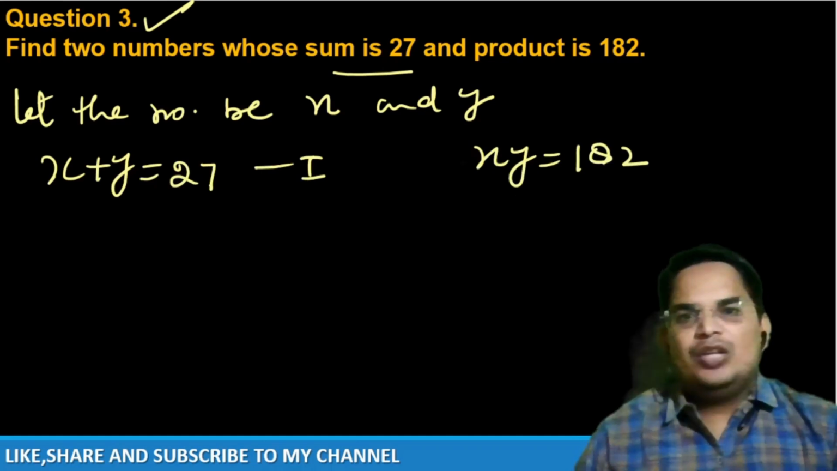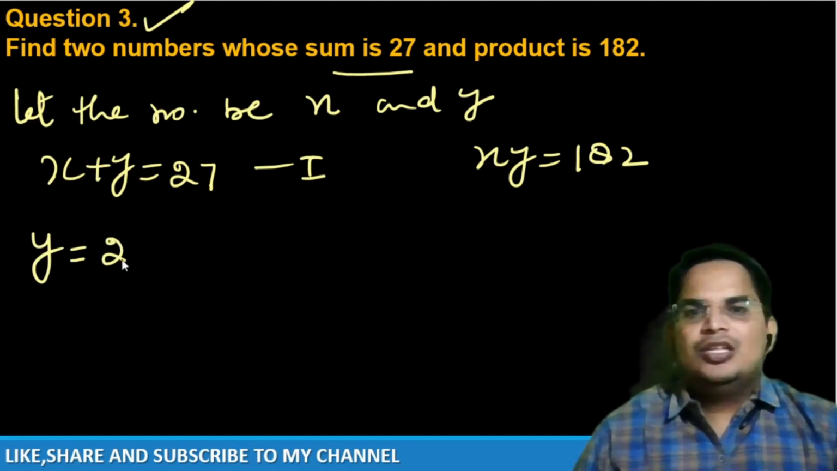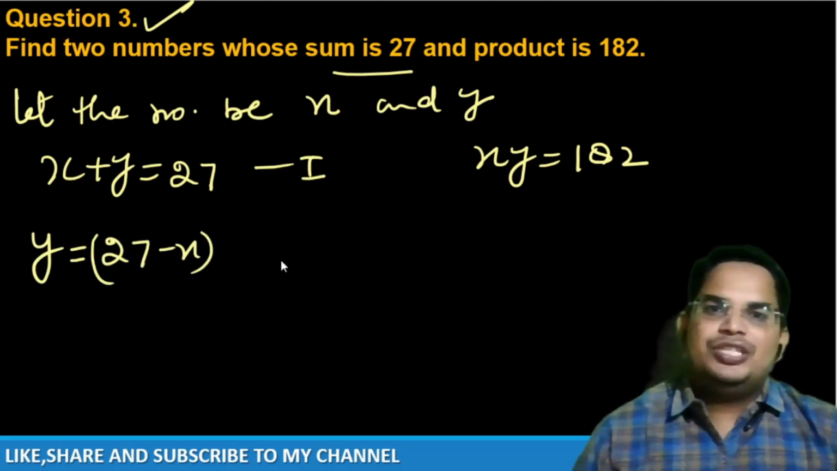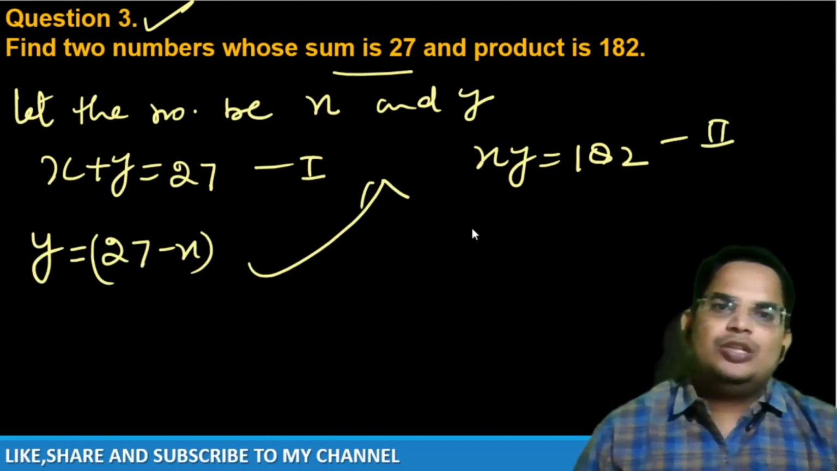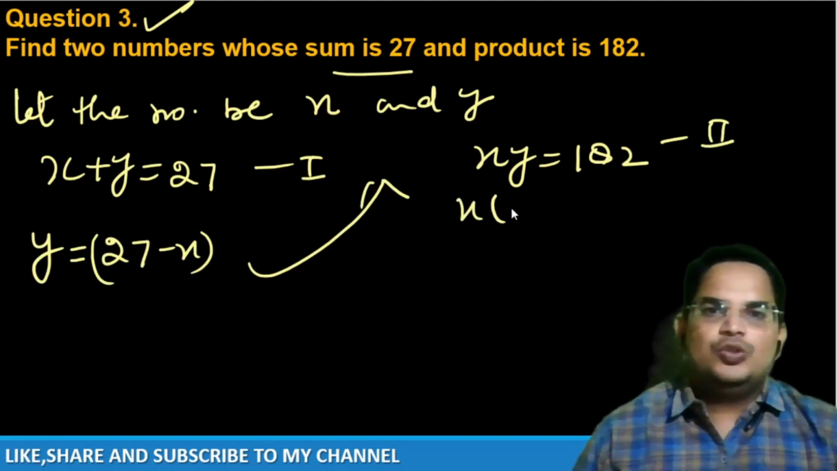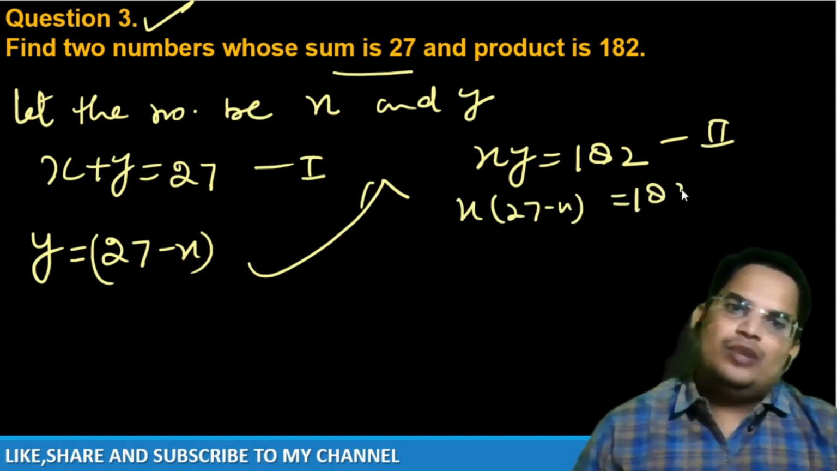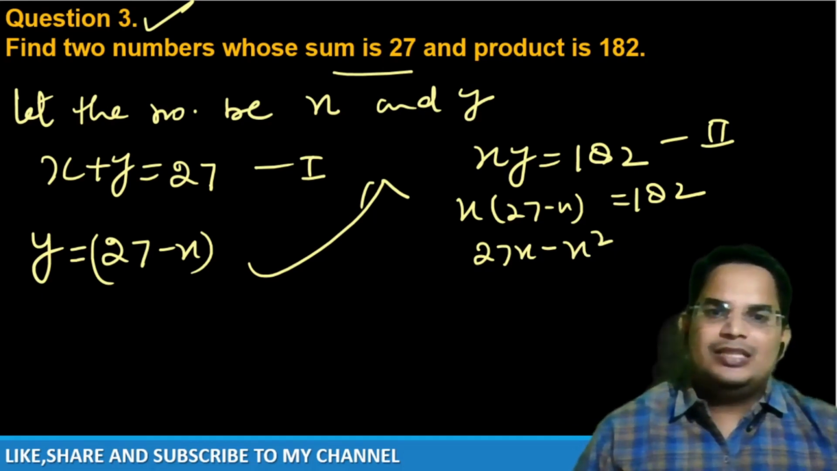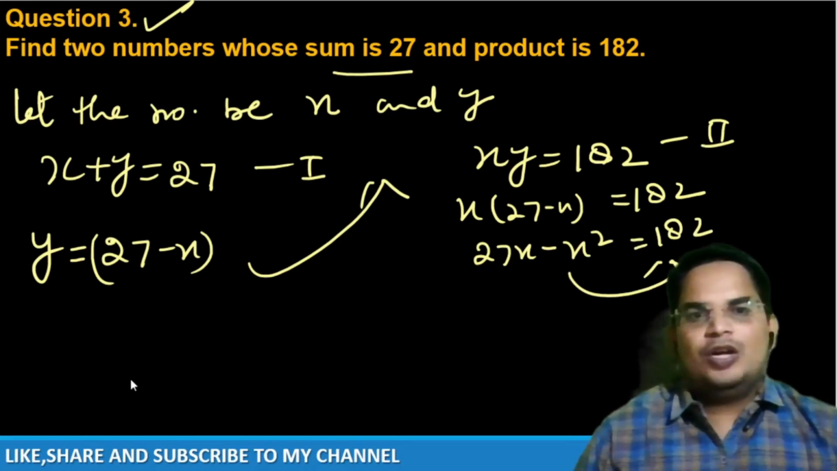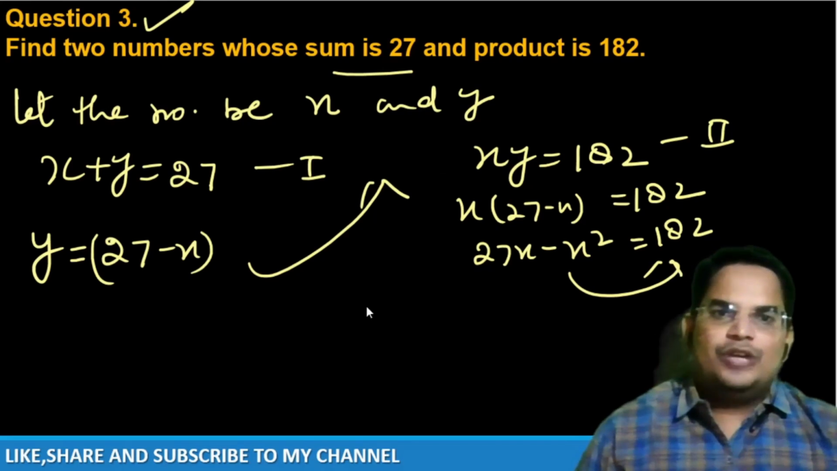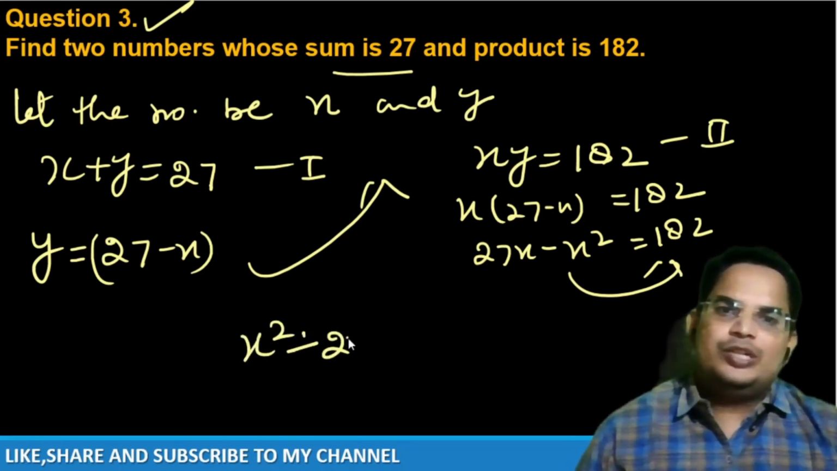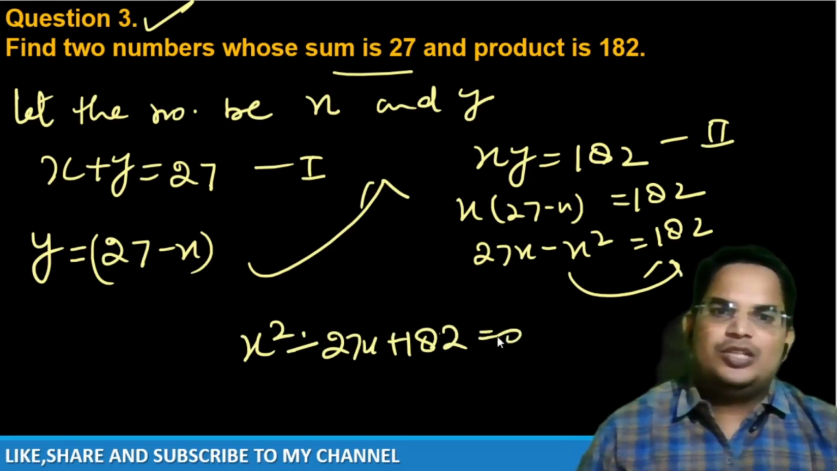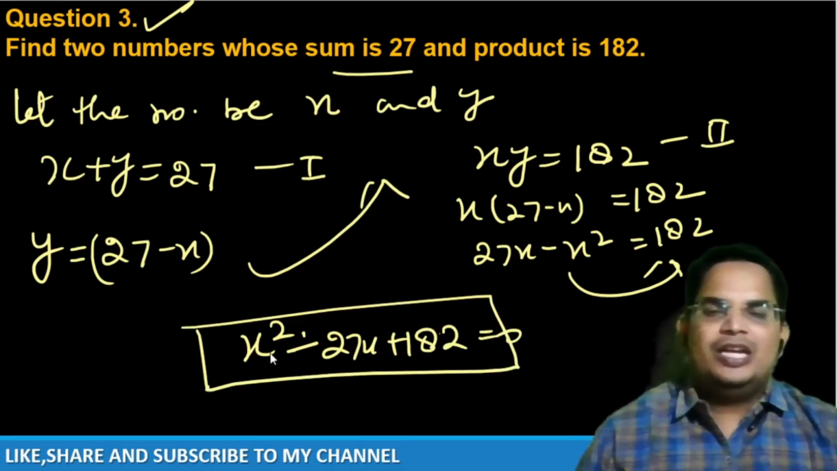This is the product. So now you will find the value of y from here. You can say y is 27 minus x, and now you will put this value in equation number 2. So when you put the value over here, it becomes x into 27 minus x is equal to 182, and then you multiply, it becomes 27x minus x square is equal to 182. You will transfer this minus x square to this side because the standard form shows that x square will be positive. Now you are having x square, minus 27x, and plus 182. So x square minus 27x plus 182 is equal to 0. This is the formation of the quadratic equation.